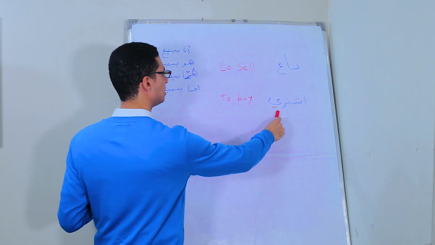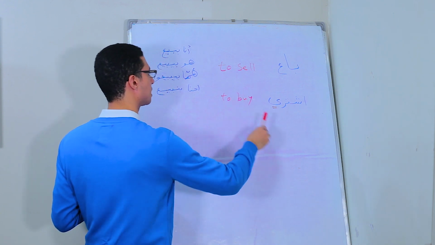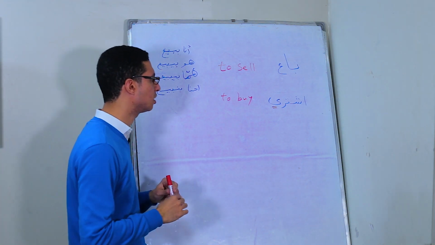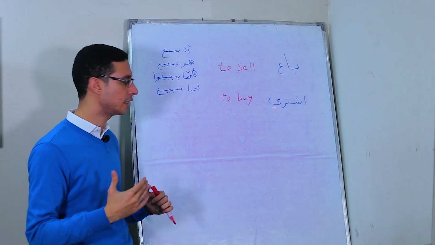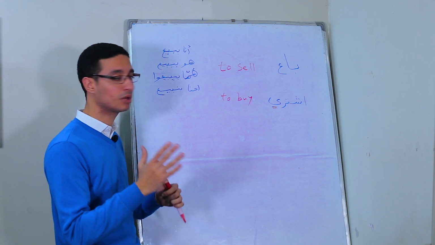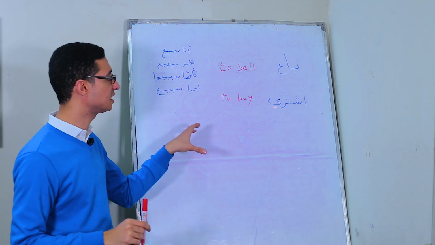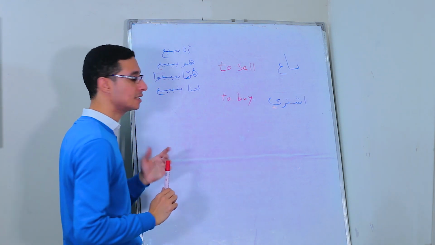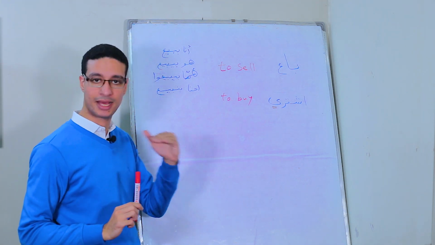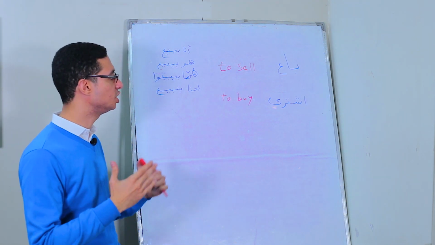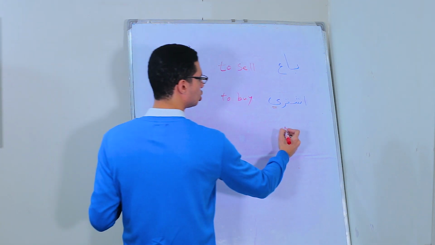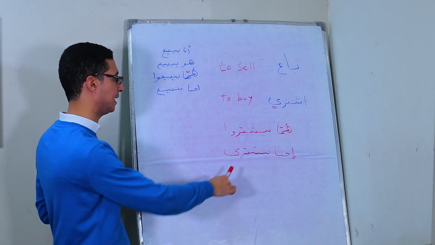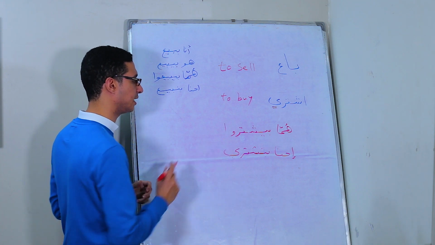So اشترى means he bought. It's in the past, and the conjugation is not irregular. أنا بشتري, I buy. هو بيشتري. But when we put it in the present form, we replace this sound like alif with ya. So أنا بشتري, هو بيشتري, هم بيشتروا. Okay, and هم بيشتروا, إحنا بنشتري.